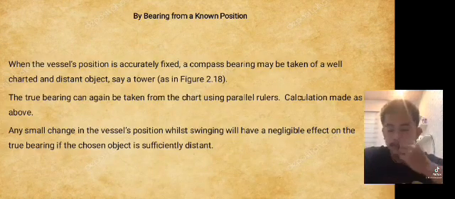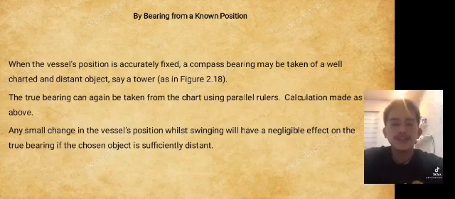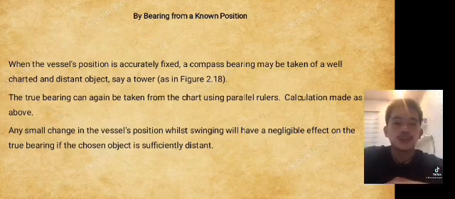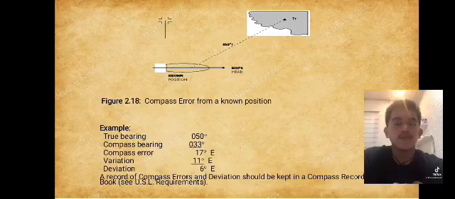Next slide, by bearing from a known position. When the vessel's position is accurately fixed, a compass bearing may be taken of a well-charted and distant object, say a tower, as in figure 2.18. The true bearing can again be taken from the chart using parallel rulers. Calculation is made as above. Any small change in the vessel position while swinging will have a negligible effect on the true bearing if the object chosen is sufficiently distant.